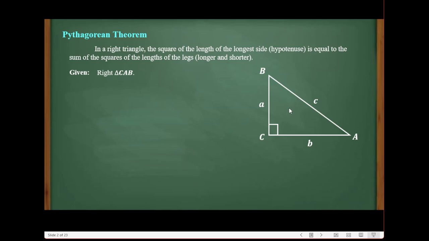the three sides. First is the longer one, whose name is segment BA. We know that this longer side is opposite to the right angle C. And this side is known as the hypotenuse. And what about the other two sides that form a right angle? These are segment AC and segment BC.